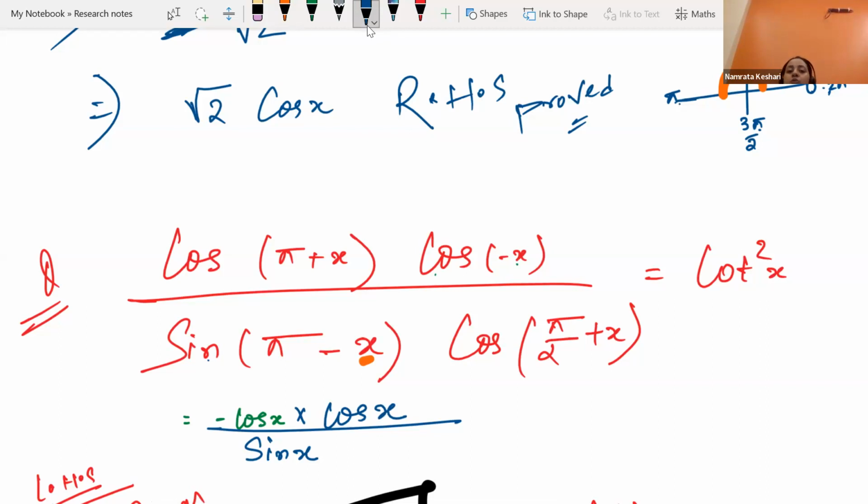With pi by 2, cos will change to sine. So it will be sine x. But the question is whether it will be plus sine x or minus sine x. So minus sine x, carefully.